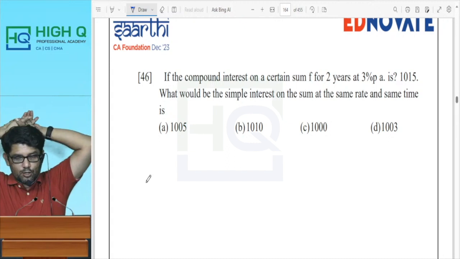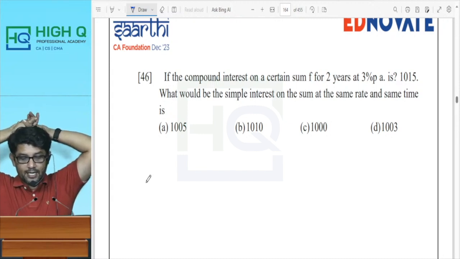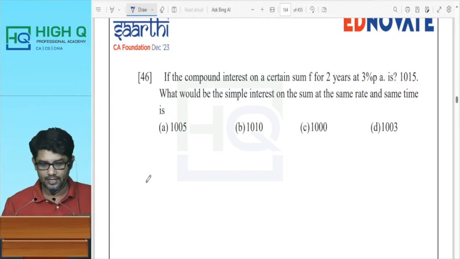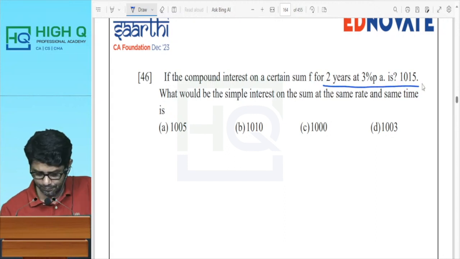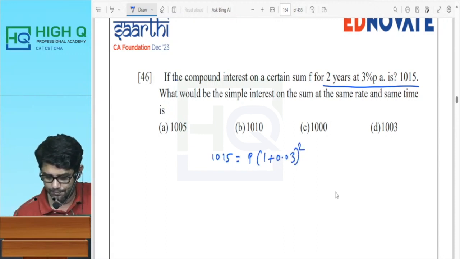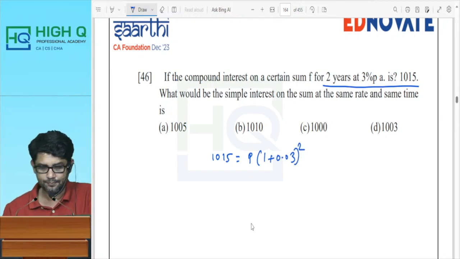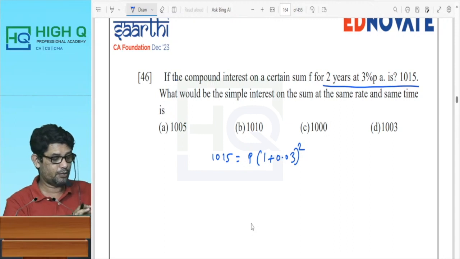If the compound interest on a certain sum for 2 years at 3% per annum is 1015, what would be the simple interest on the sum at the same rate and same time? Similar type of questions, we already did it. Now, by using this, let us find out the principal. Amount is equal to principal into (1 plus i) whole power 2. Tell me, what is the principal? 1015 divided by 1.03 squared. I get 956.7.